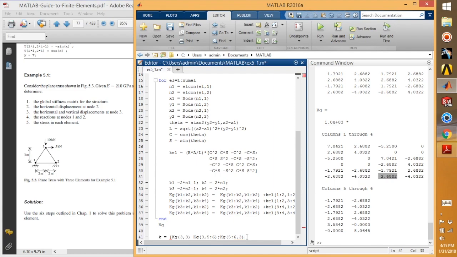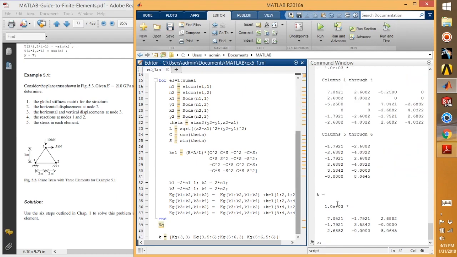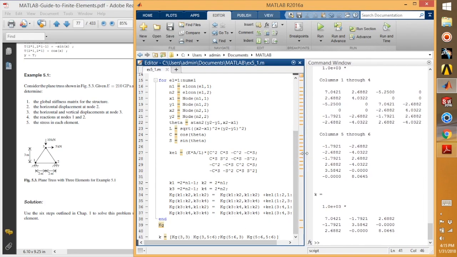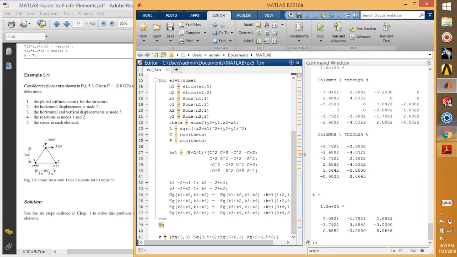5 to 6, 5 to 6. Perfect. So let's do this. As you can see, what I'm doing here is finding the horizontal displacement at node 2 and 3 and vertical displacement at node 3. So we are taking the elements from the global stiffness matrix.